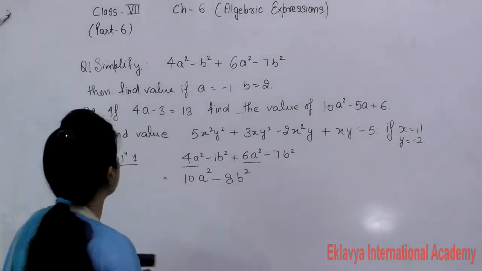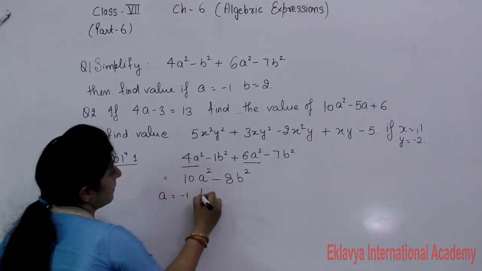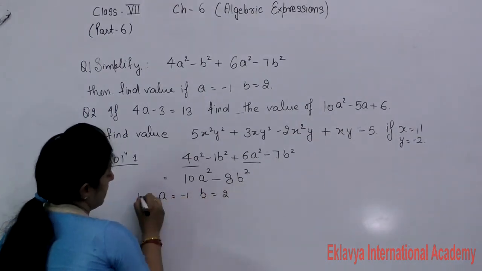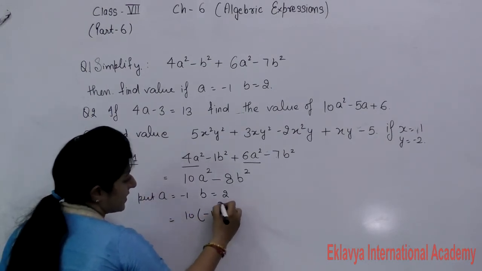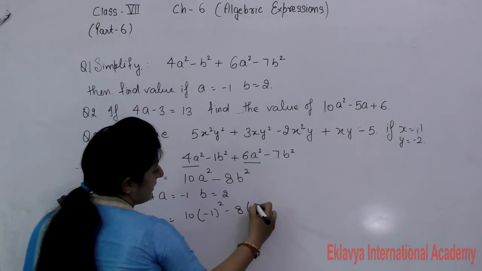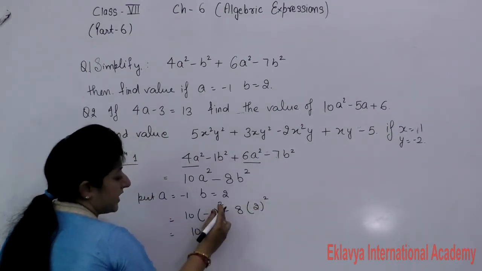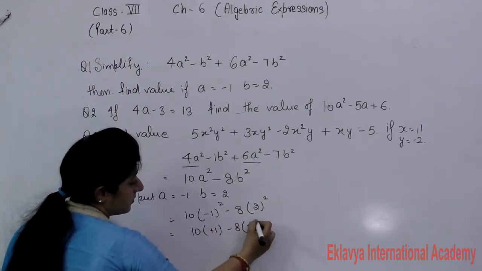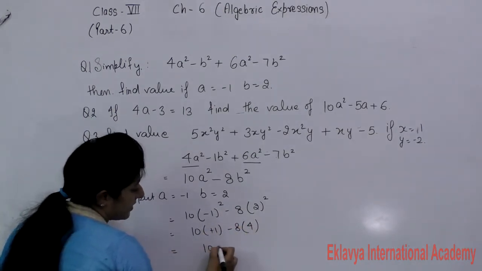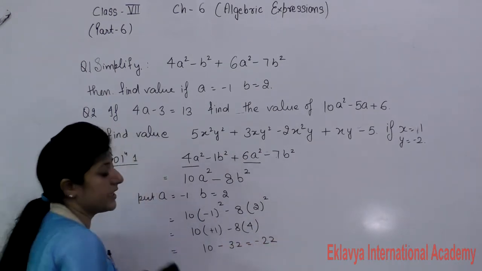Now find the value. It means a is equal to minus 1, put b is equal to 2. Then 10, a value minus 1, b value 2 square. Minus 1 to an even power means plus 1. 8, 2 square is 4. 10 ones are 10 minus 32. Then your answer is minus 22.